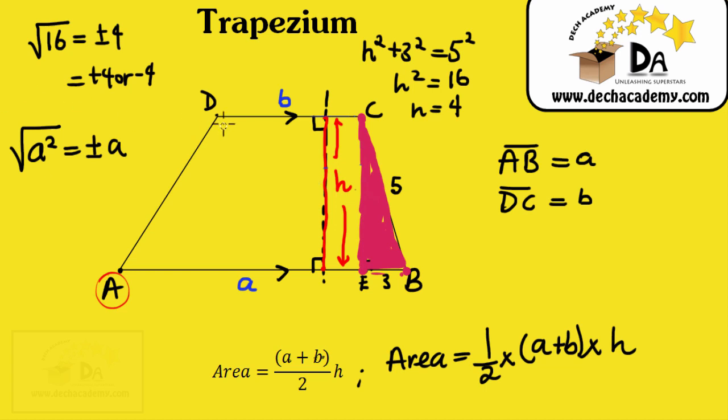In addition, you can also form another right angle triangle by drawing a vertical line from this point here, D, which will be perpendicular to the base. So what we have is a right angle triangle. This region here is a right angle triangle. This height here is also H.